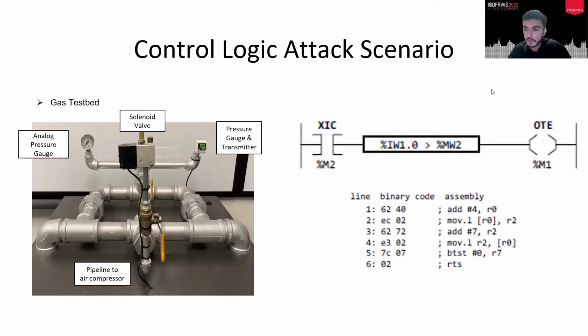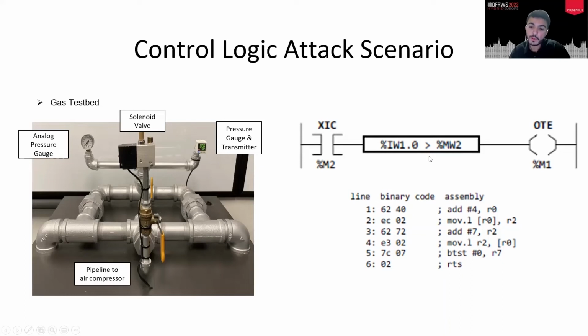So this is the ladder logic the control engineer made for this gas pipeline. What it does is, whenever this is greater than this, the M1 turns on. This is the malicious code we wrote for this comparison instruction.